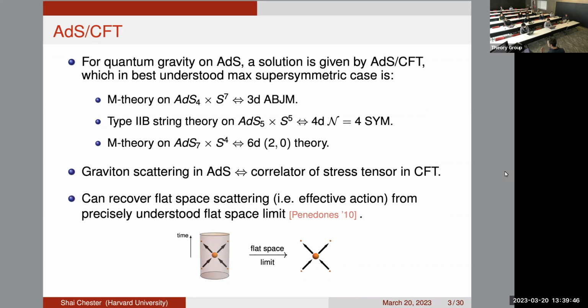And so you have this program where, if you want to recover flat space scattering, known as the S-matrix, which on shell is in one-to-one correspondence with the effective action from the first slide, then the way you can do it is that you start by studying the CFT in some 1/N expansion, and that is dual to scattering of gravitons in AdS, which is the scattering within a cylinder, because the cylinder represents AdS. And then there's a precisely understood flat space limit worked out by Penedones, following many previous authors, which tells you how to go from scattering in AdS to scattering in flat space.